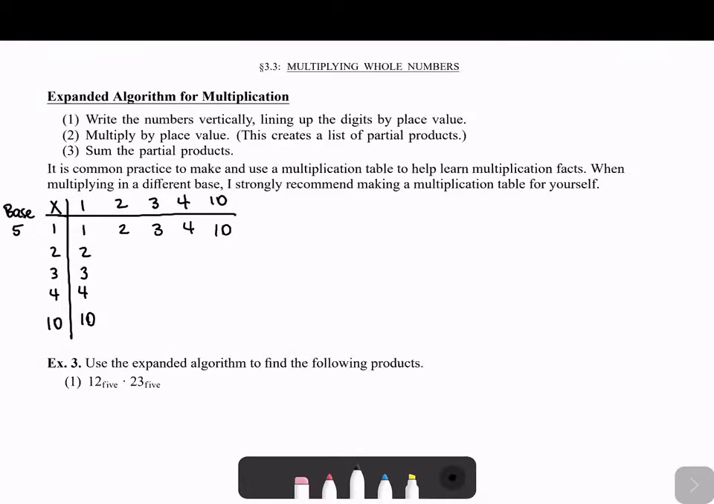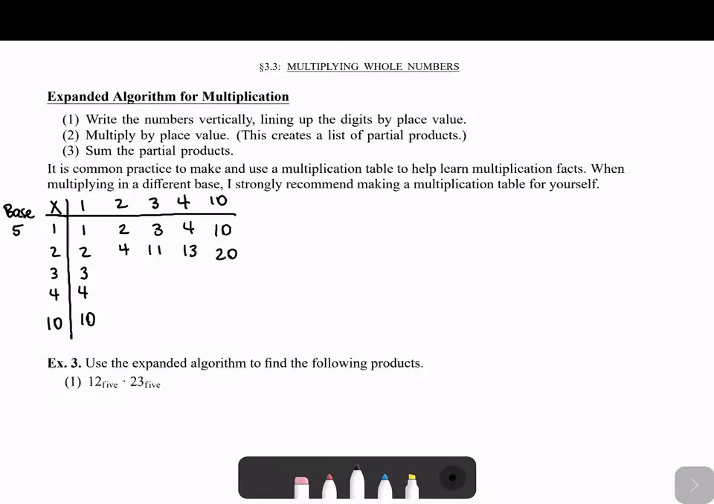Now let's do 2 across. 2 times 2 is 4, which is denoted 4. 2 times 3 is 6, which has 1 five and 1 left over. 2 times 4 is 8, which has 1 five and 3 left over. And 2 times 10, sorry, it's just so natural to say it like this. 2 times 10 is the value 2 times the value 5, which is 10, which is 2 fives, and nothing left over.